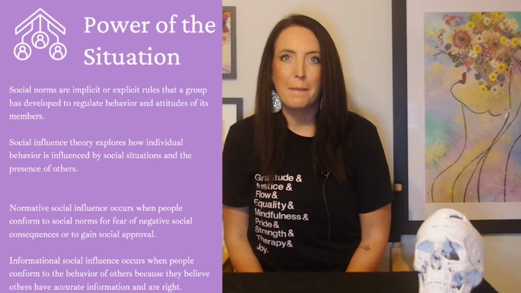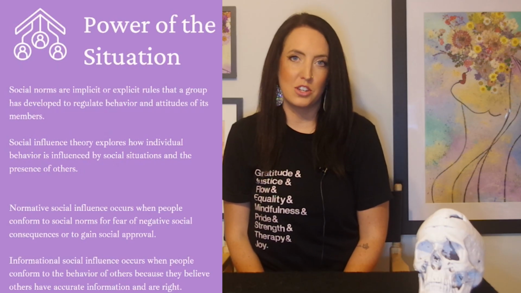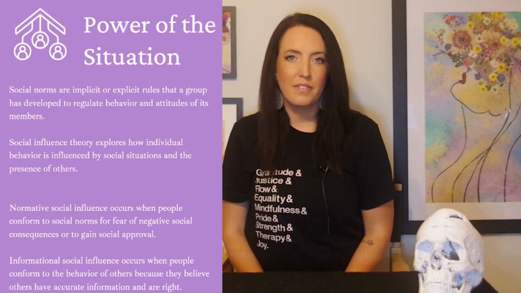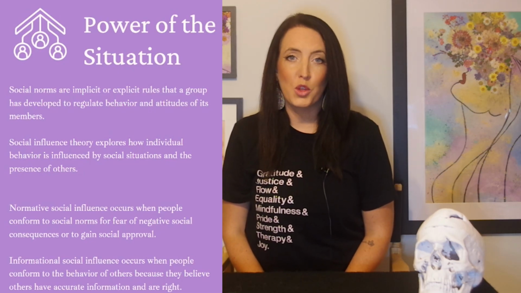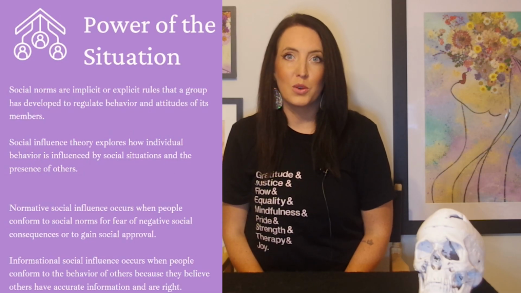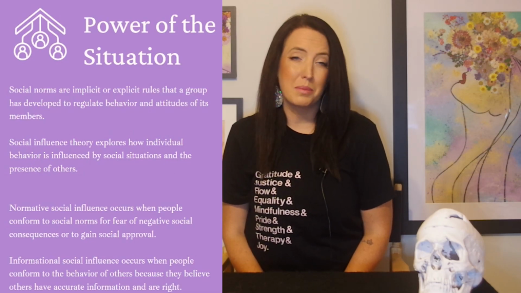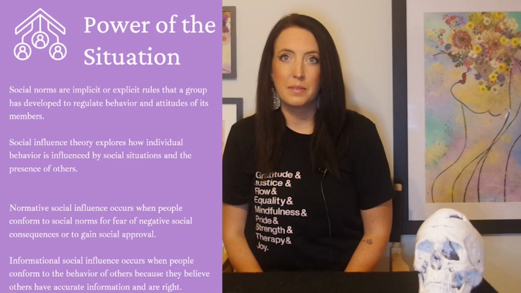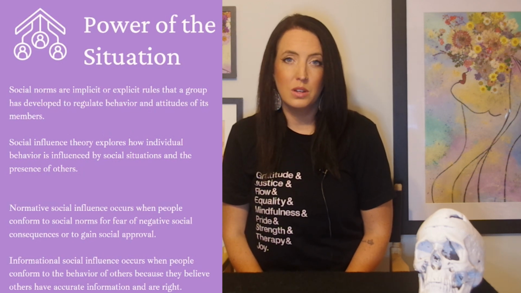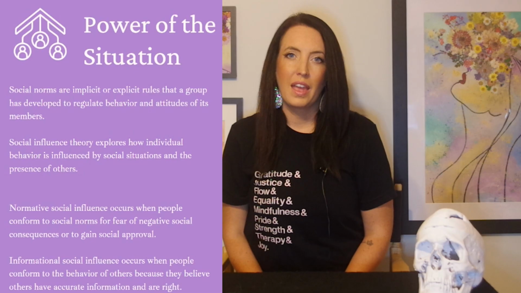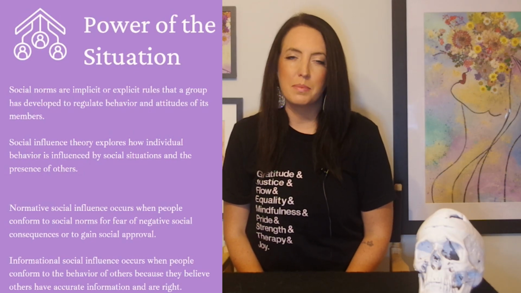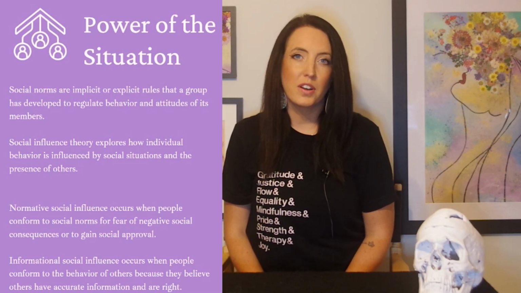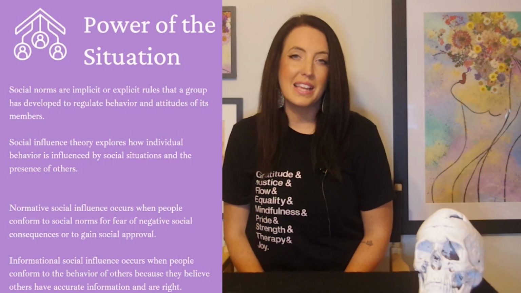So let's start today by taking a look at the power of the situation, because social psychology is often going to take a look at the ways that we feel we should act based on what other people are doing. These are often referred to as social norms, those expectations, or sometimes implicit, sometimes explicit rules that we think we need to follow to be a member of a specific group. And the reason why we follow them can come down to a variety of reasons. This is part of the social influence theory that explains how we are influenced in social situations.